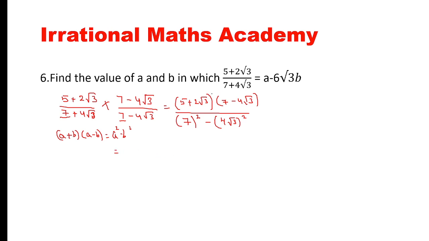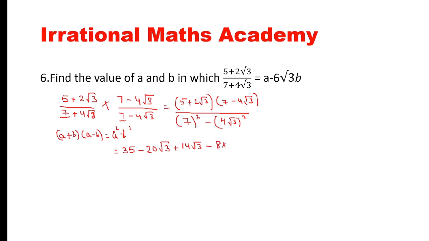Now I'll multiply this one. 5 into 7, 35. Next 5, here plus, here minus is there, plus into minus, I'll get 5 into 4, 20 root 3. Next again, here plus 2 root 3 into 7. 2 root 3 means what? 14, 2 sevens are 14 root 3. Again, plus into minus, 2 into 4, 8.